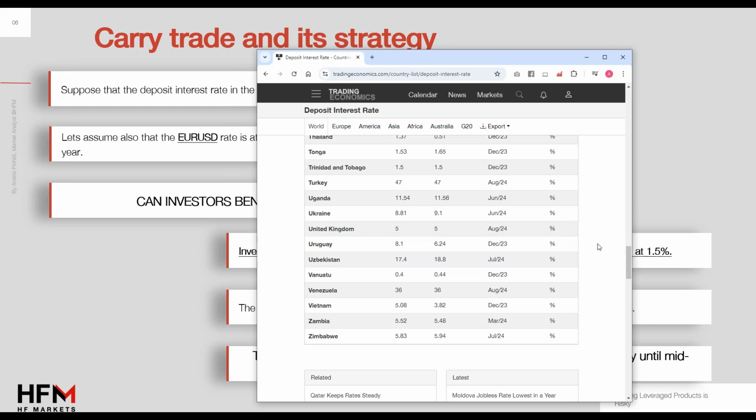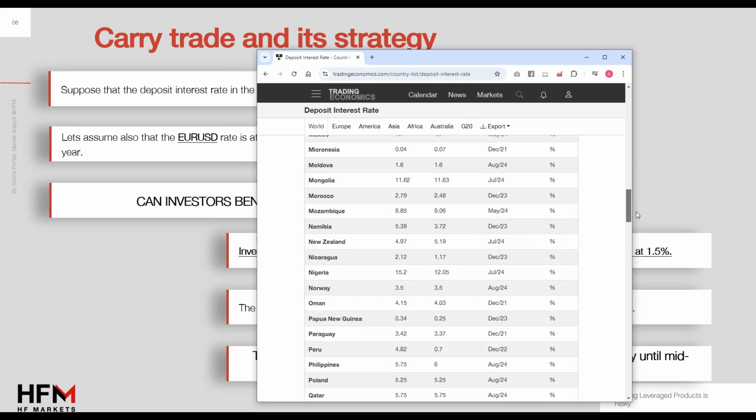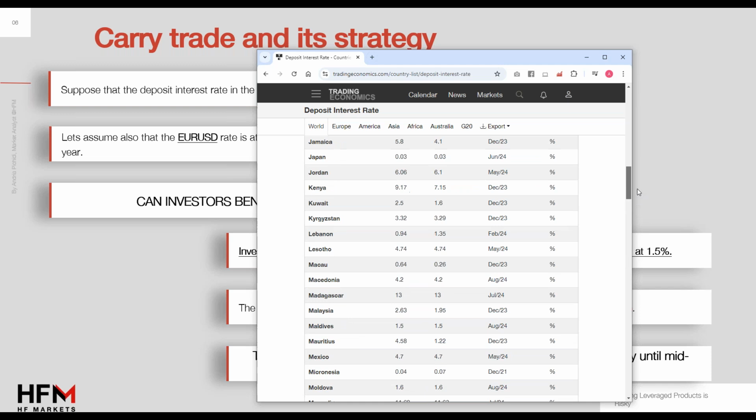The flip side, however, let's find the weakest one. Japan, why not? It's literally nearly zero, 0.03%. So it gives pretty much peanuts.